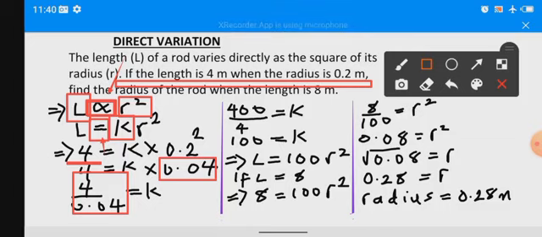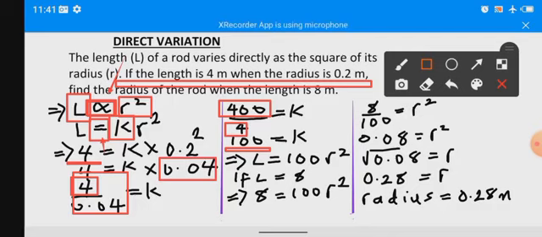Now this 0.04, if you don't want to use a calculator, you could convert it to a whole number by multiplying by 100. When you do that, it becomes 4. Now, whatever you do to the denominator, you do to the numerator. So you also multiply 4 by 100 to give you 400. Now we divide 400 over 4 gives us 100. So 100 is K.